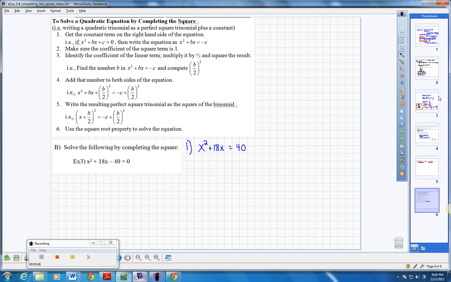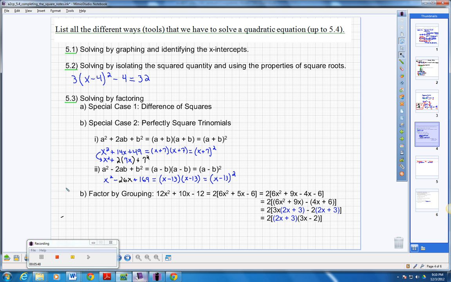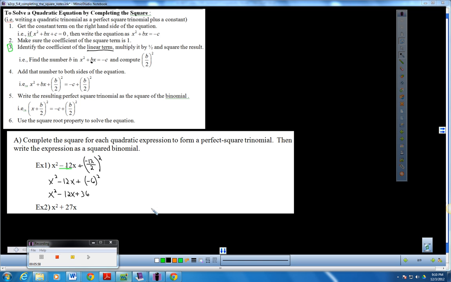Earlier in this slide, actually, I was talking about a special case. And if you look right here, that special case, a squared minus 2ab plus b squared. Go ahead and go back to what we were doing, so x squared minus 12x plus 36. You might think how that's going to factor, and that's going to factor into x minus 6 squared.